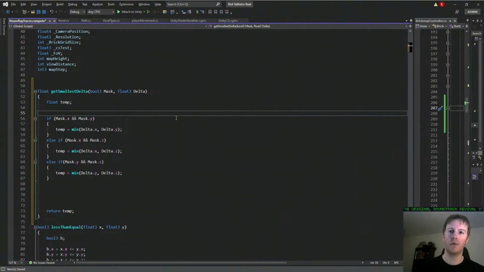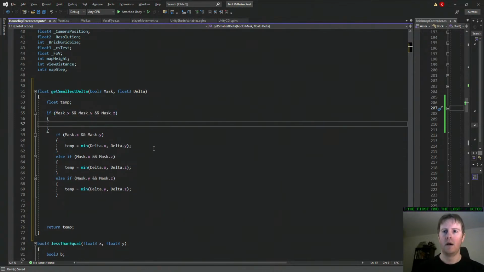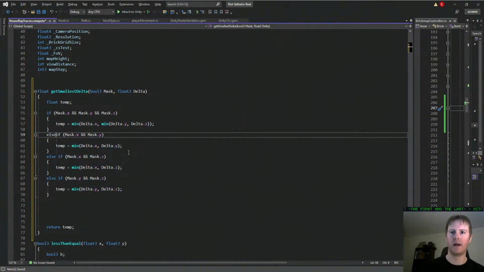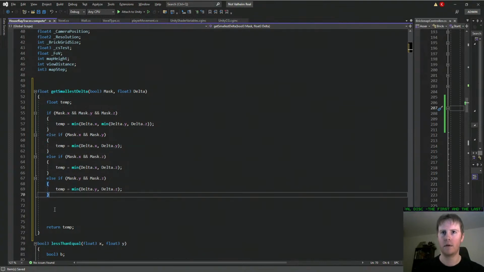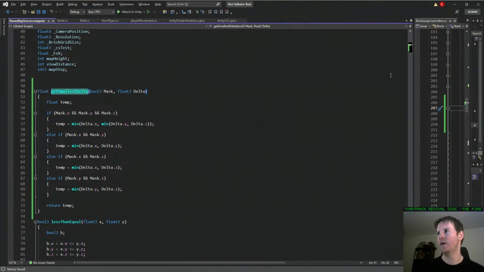And we can also do an if mask.x and mask.y and mask.z. Then we do a triple. Then here we do min of delta.x, delta.y, delta.z. And this is an else if. And then we return that.